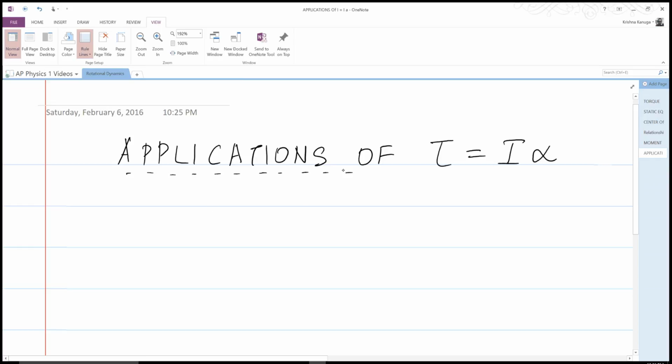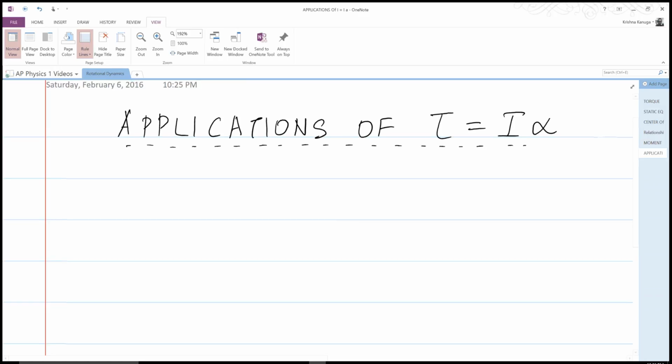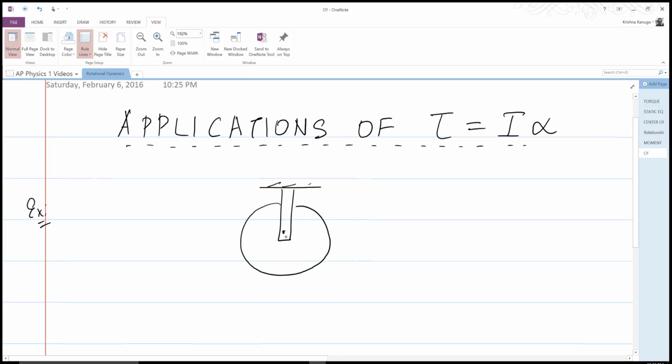Okay, so now we're going to start applying the concept of tau equals I alpha to problems. Let's take a look at a simple problem first. Let's say that I have a pulley of some radius r, and let the moment of inertia of the pulley be I. If it's a solid disk, we can take 1/2 mr squared. If it's something else, we could figure out the moment of inertia of this object.